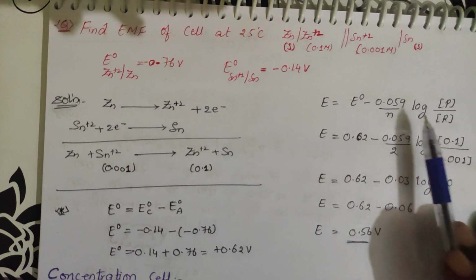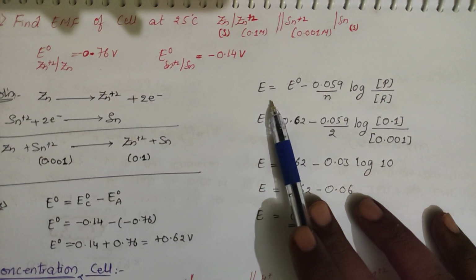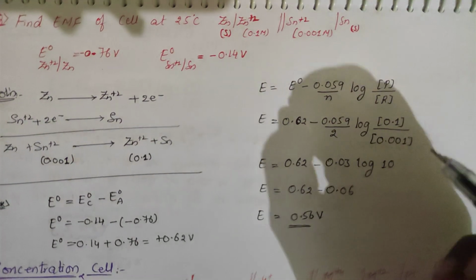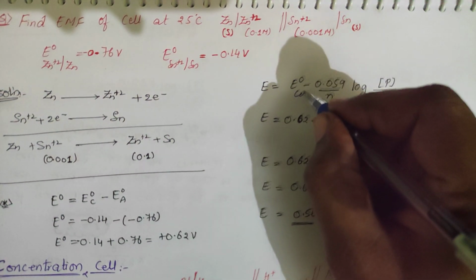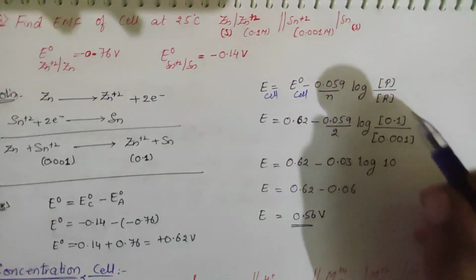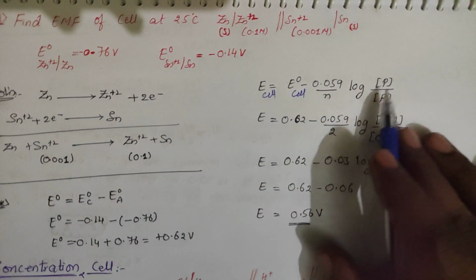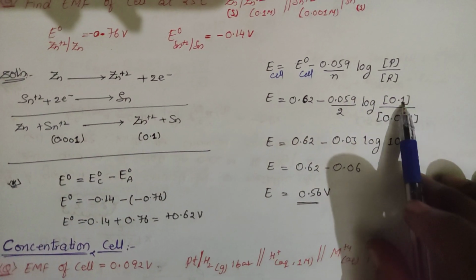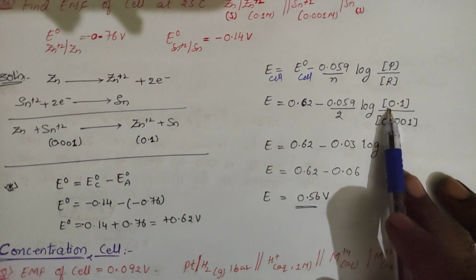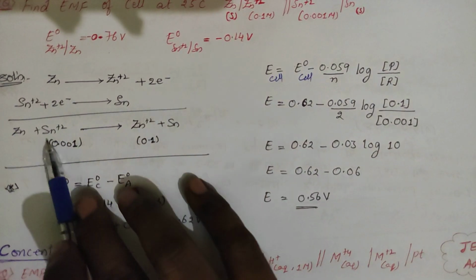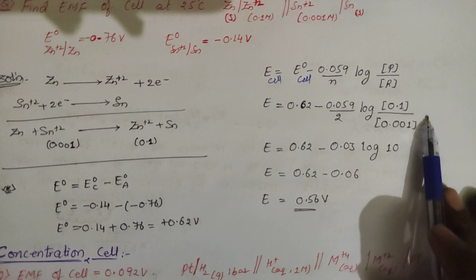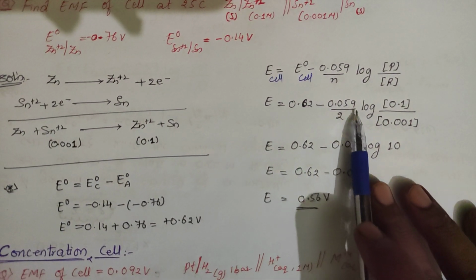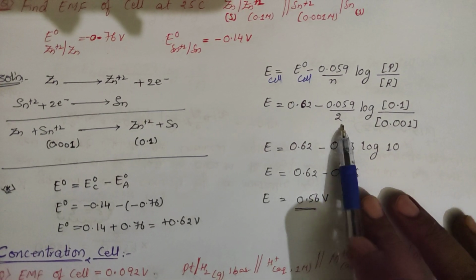If you want the EMF of the cell, or E of the cell, it is E naught of the cell minus 0.059 by n log concentration of the product by concentration of the reactant. What is the concentration of the product? This is the concentration of the product, 0.1 whole power 1. The reactant is Sn plus 2, that is 0.001 whole power 1. Here it is minus 0.059 by number of electrons involved, which is 2.